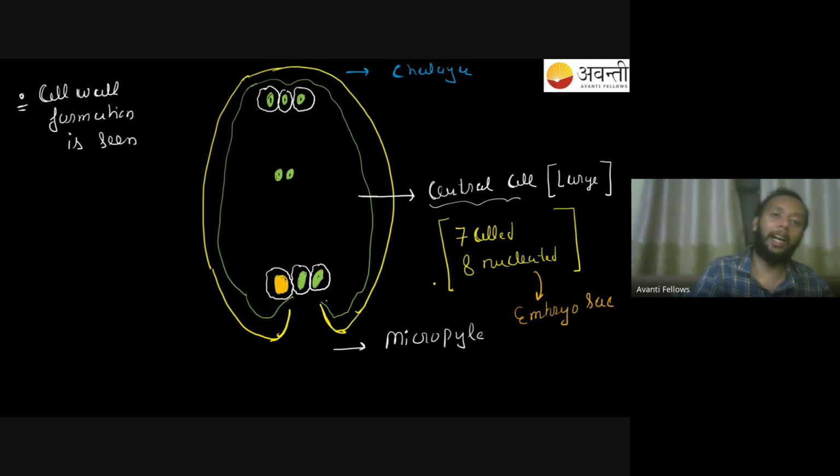So if your friend randomly asks you how many cells you find in the embryo sac, the answer should be 7. If they ask you how many nuclei will form in the embryo sac, the answer will be 8. Right? So 8 nuclei and a 7-celled structure can be seen in the embryo sac. Okay.